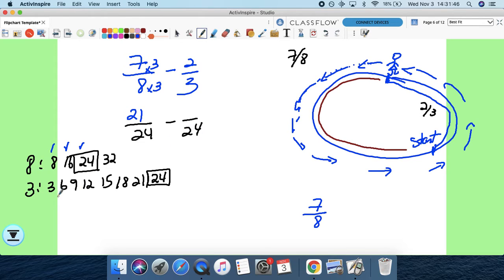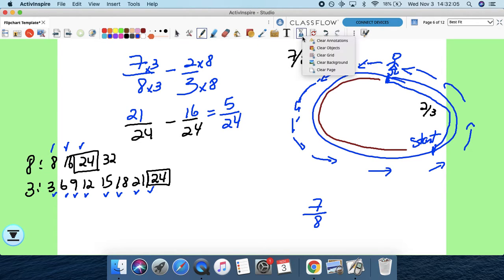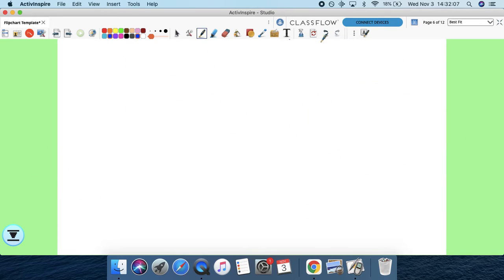3 times what's 24? Times 1, times 2, times 3, times 4, times 5, times 6, times 7, times 8. 3 times 8 is 24. So on top, what's 2 times 8? 16. 21 minus 16, 5 over 24. I think that's it. Now we're going to practice C, which is just the even numbers.